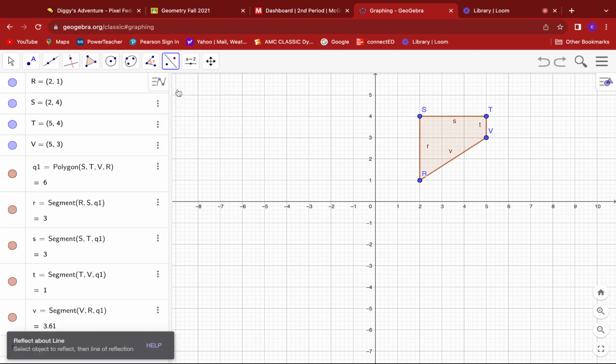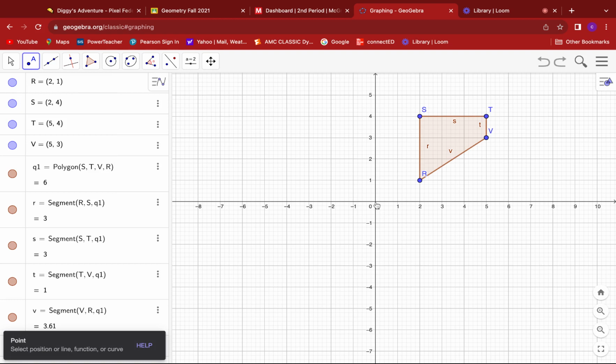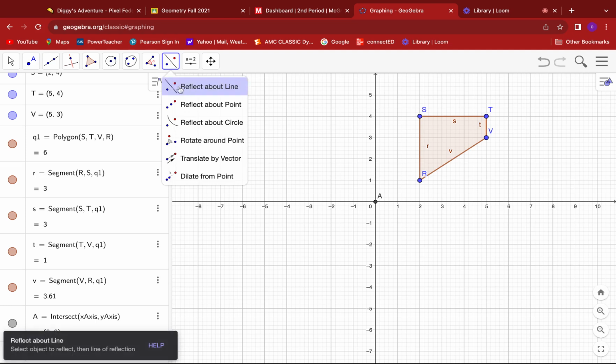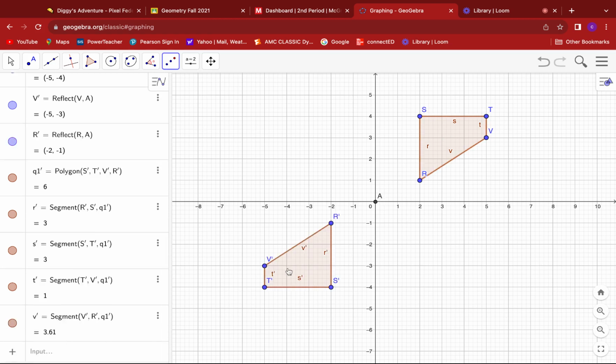Origin. Now this time to flip across the origin, I have to have a dot right here. So I'm going to go to point. I'm going to put a point at the origin because I have to tell the computer what I want to flip across. And if there's nothing there, it won't do it. So I'm going to come back to reflect, but this time not reflect across the line. When I'm reflecting across the origin, I'm only reflecting across one point. So reflect about a point. Same thing though, I got to select the object and then the point, that's the center point. There it is. I reflected it across the origin.